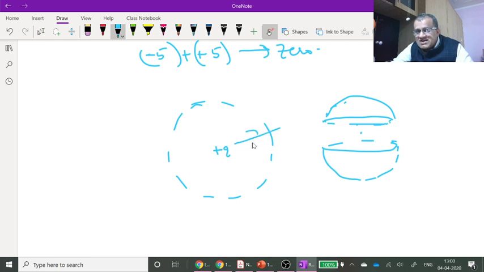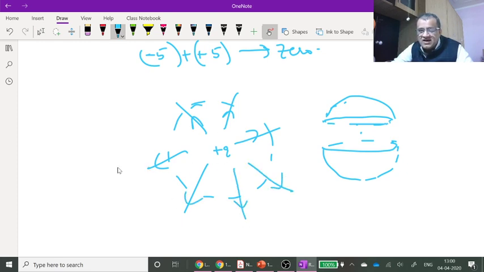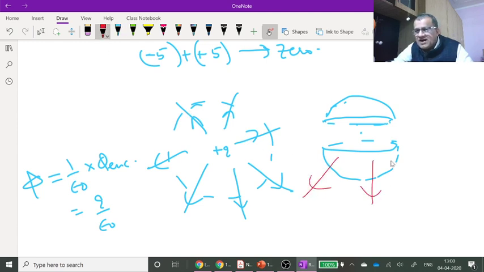The total flux which passes through this sphere, the total flux meaning the total number of field lines which pass through this sphere, is 1 upon epsilon naught times charge enclosed. So it will be Q upon epsilon naught. Now, how many of these are passing through this part? Common sense says half of the flux passes through here, and half will pass through this, because there are only two halves of a sphere.